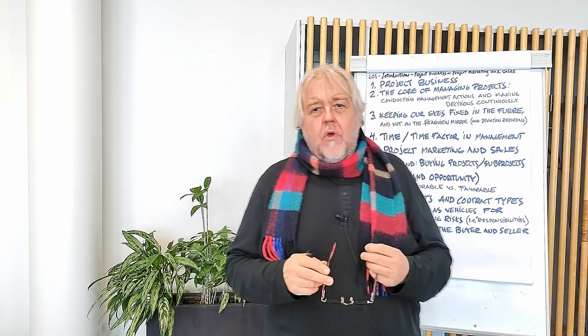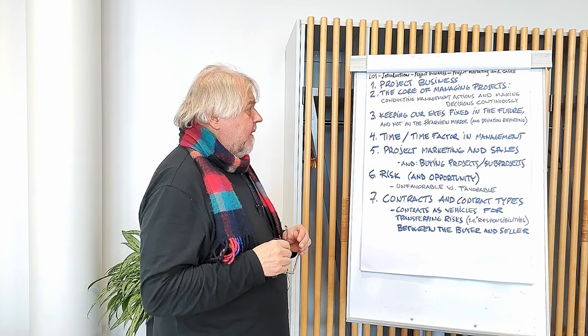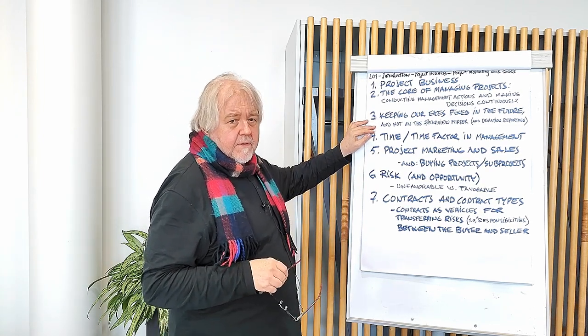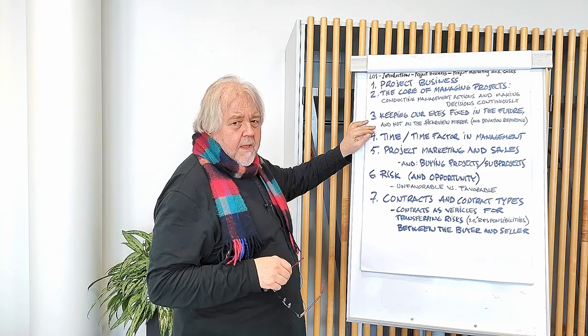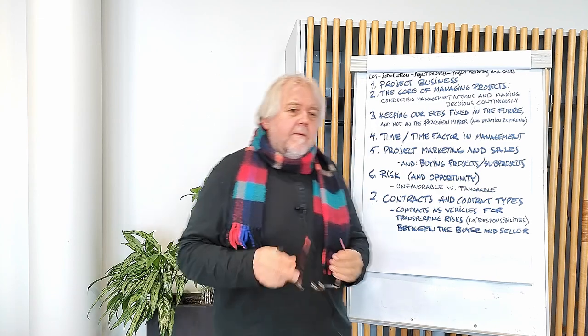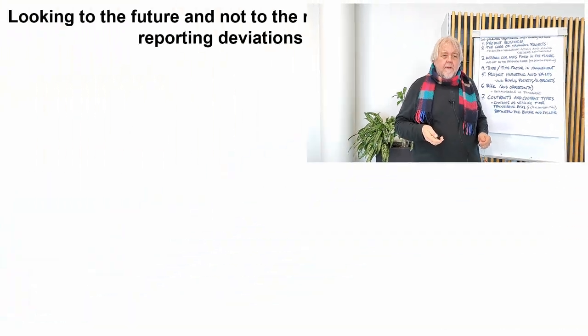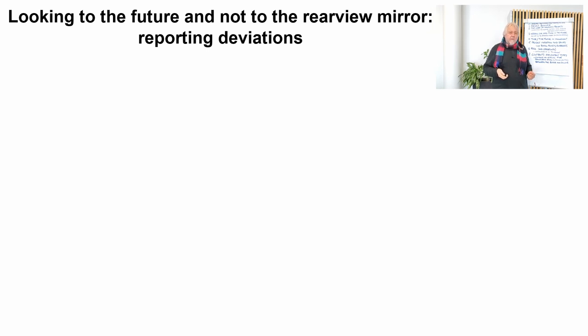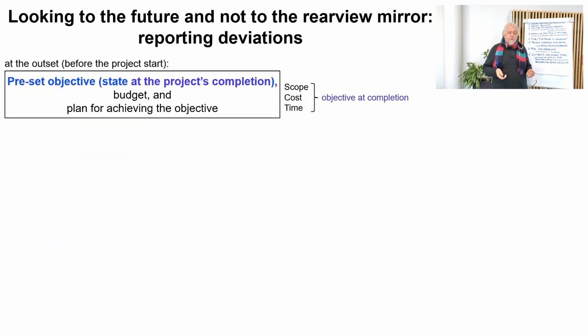Now, about keeping our eyes fixed on the project completion and looking in the future and beyond, and not on the rear view mirror. About this theme, we can illustrate that with this kind of a picture. So, we are reporting deviations. And at the outset of the project, before the project starts, we have preset objectives at the project's completion. So we have scope, cost, and time. Those are our objectives in the beginning.